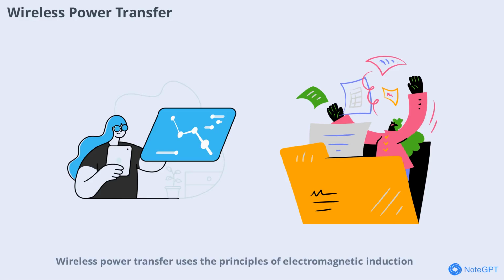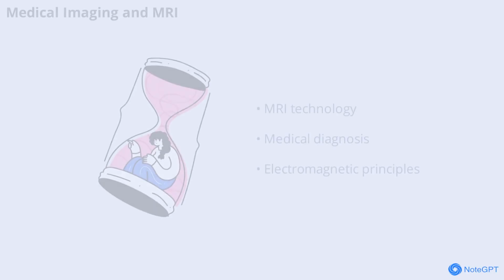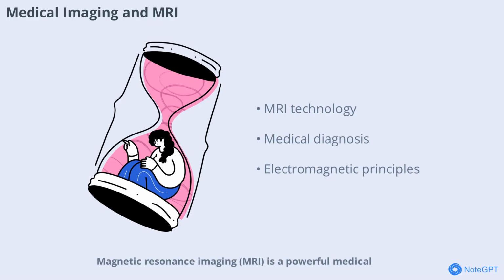Wireless power transfer uses the principles of electromagnetic induction as described by Maxwell's equations to transmit energy without wires. This technology powers devices like electric toothbrushes and smartphones and is being developed for electric vehicles and industrial applications. Magnetic resonance imaging (MRI) is a powerful medical tool that relies on the principles of electromagnetism. Maxwell's equations describe how strong magnetic fields and radio waves interact with the body to produce detailed images of internal structures, aiding diagnosis and treatment.